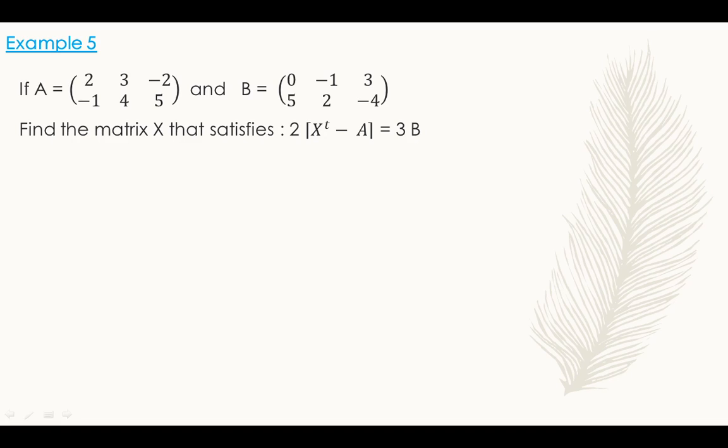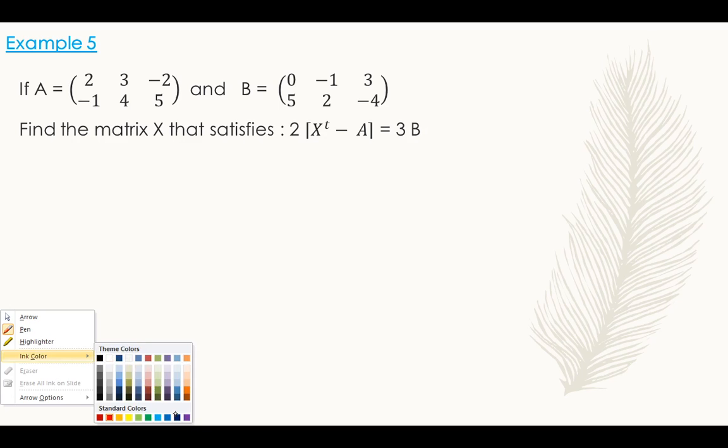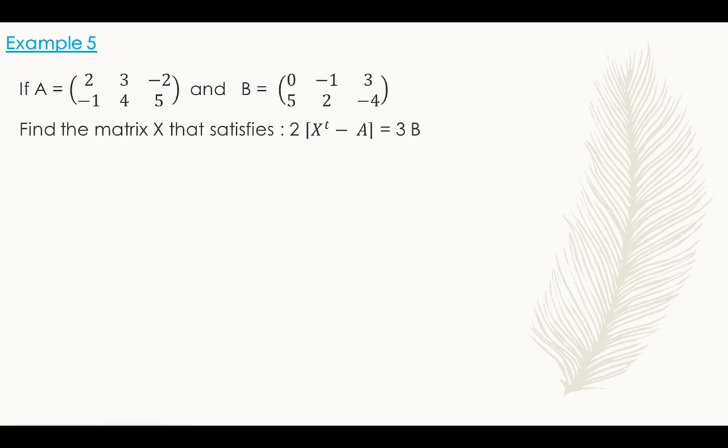Here we have two matrices A and B. Find the matrix X. Here we want to find the matrix X that satisfies 2 times X transpose minus A equals 3B. Okay, solution.